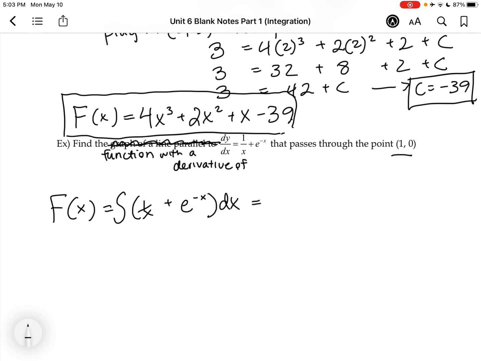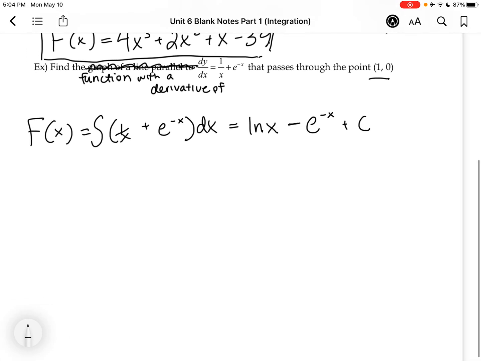And that is going to be, remember, the antiderivative of 1/x is ln x. And then for e to the negative x, if e to the negative x is the derivative, the original function would have been e to the negative x. But to make it plus, when you're taking the derivative, you also would have had to multiply that by -1, because you would have had to apply the chain rule. So this actually has to be a minus e to the negative x.